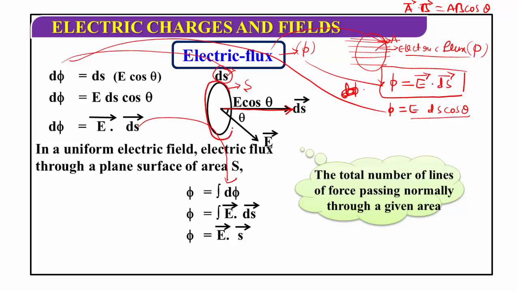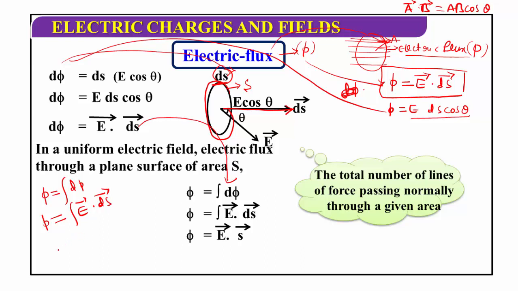In a uniform electric field, the electric flux through a closed surface S. What we calculated now is only for a small surface area ds. S is the total surface. Here, electric flux through a plane surface of area S. To calculate this total surface, the total electric flux through a closed surface, we use integration. The total electric flux through the closed surface is equal to the integration of d phi, which is vector E dot ds.